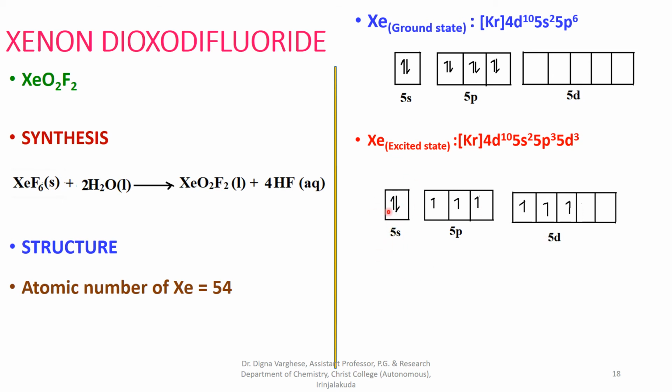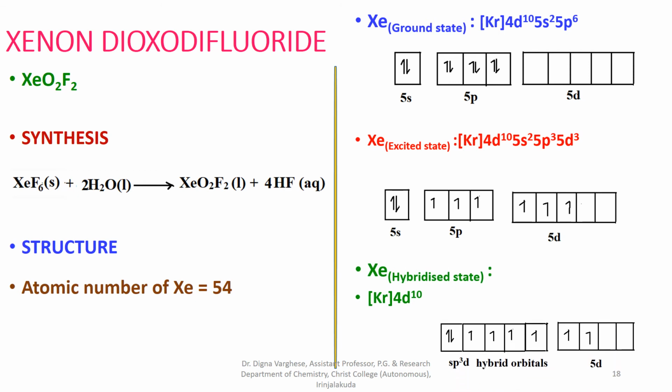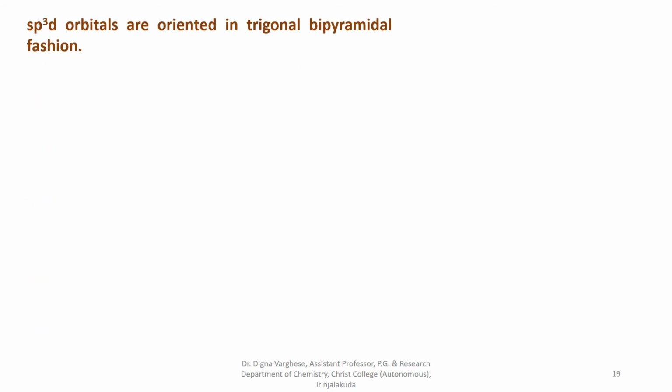One 5s orbital, 3 5p orbitals and one of the 3 5d orbitals undergo hybridization, giving new 5 sp3d hybrid orbitals. sp3d orbitals are oriented in trigonal bipyramidal fashion.